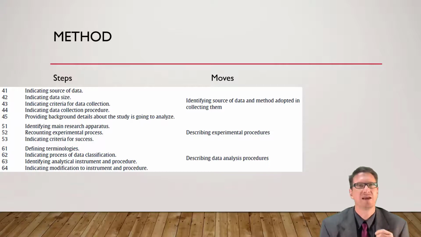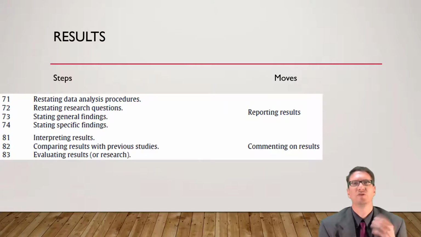It's really important. Okay, having had a quick look at some of the steps involved in the method, let's move on to the results. Well, results, the simple moves are reporting and commenting. You restate the procedures very quickly, some of the research questions, general findings, specific findings, and then you get into interpretation. Look at the results with respect to previous studies and how do you actually evaluate those results. You need to think of a broader picture whenever you're putting a paper together. How does this piece of work fit into the bigger picture?